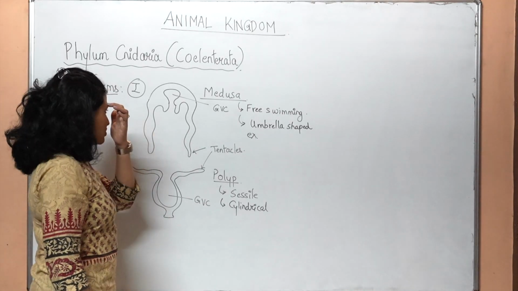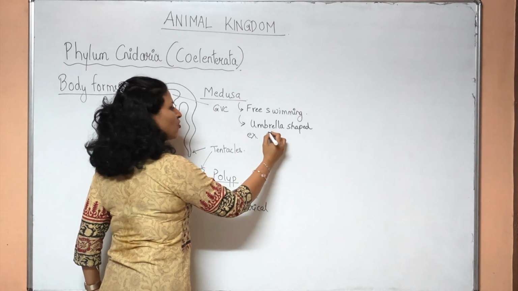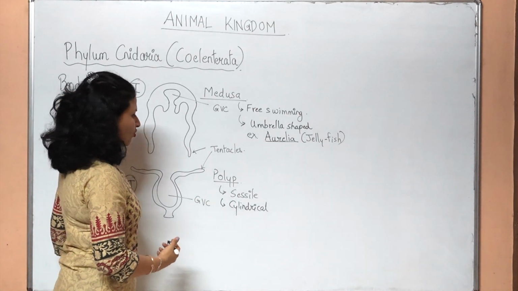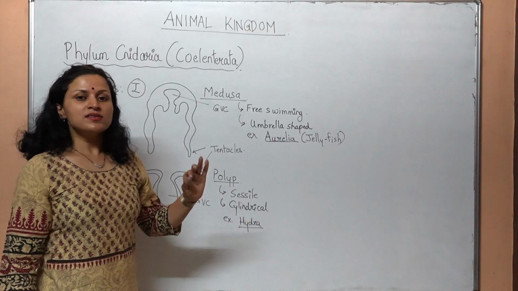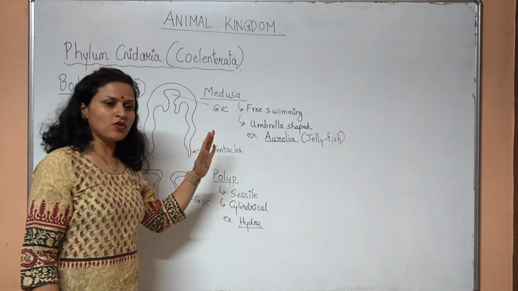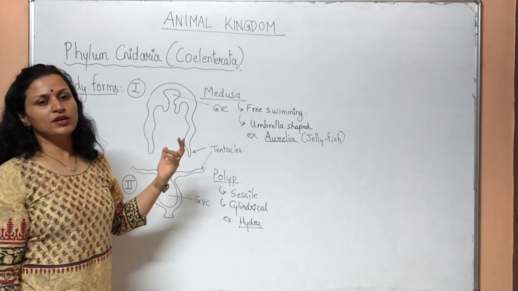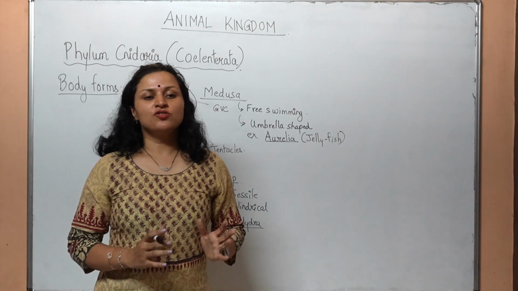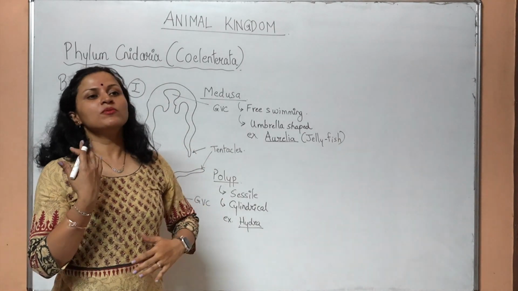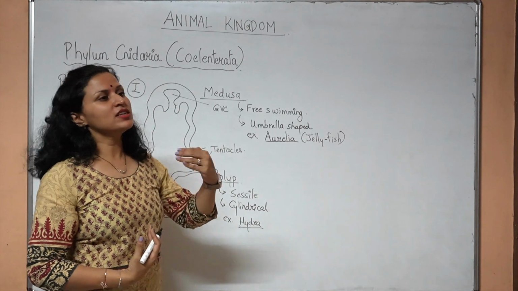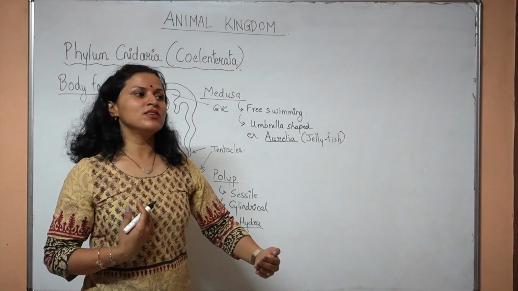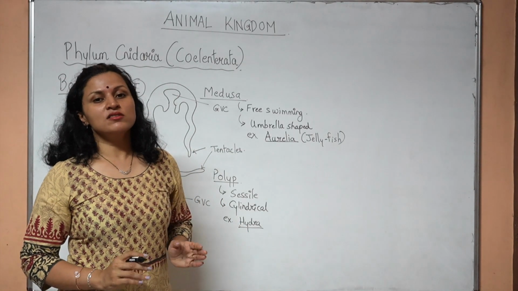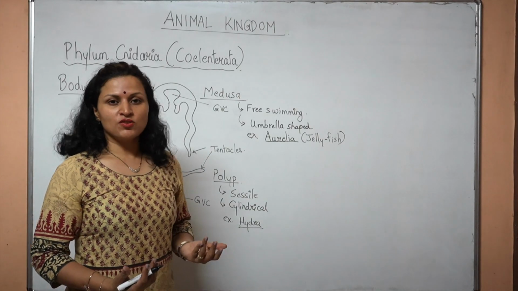An example of a species with medusa form is Aurelia, the jellyfish, and an example of a species with polyp form is hydra. Now there are some species which show both forms, polyp forms as well as medusa forms. An example is Obelia, and in such species the polyp form will form the medusa form and the medusa form will give rise to the polyp form. The polyp form will give rise to the medusa form again. There is an alternation of generation in the species which show both types of body forms.